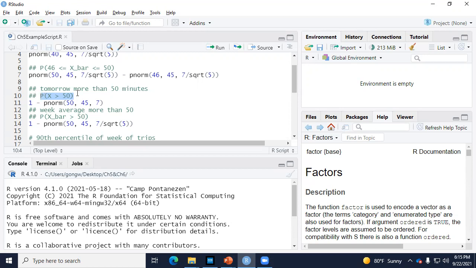Where X bar, you know, is the average. And if it's asking for tomorrow's trip, it's just this. For the X, it's not the average. Week average more than 50. So this one is about average. You do the probability of X bar greater than 50. So whenever you do this X bar, make sure you put the information for X bar, not the information for X. This one, because we are talking about this X, you put the mean and the standard deviation of the X there.